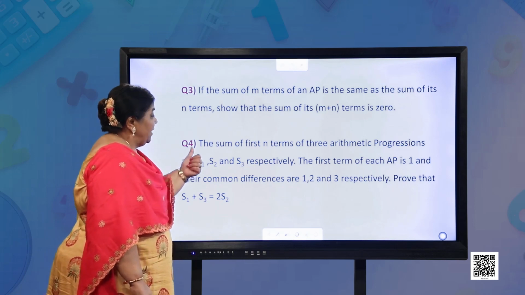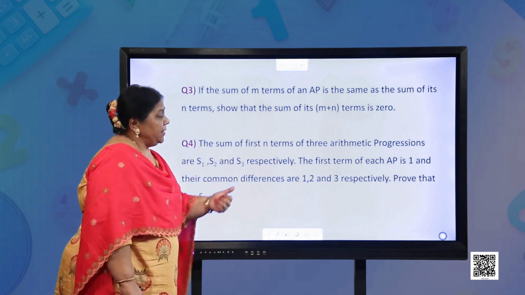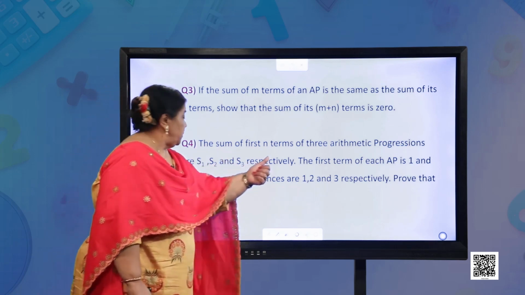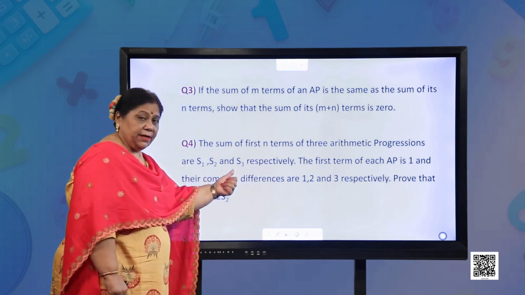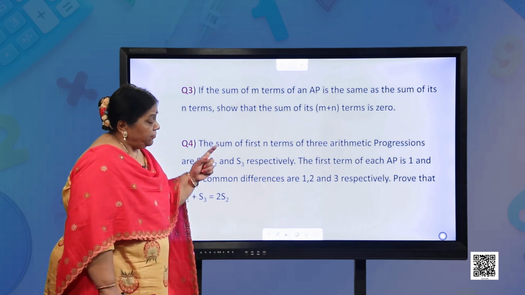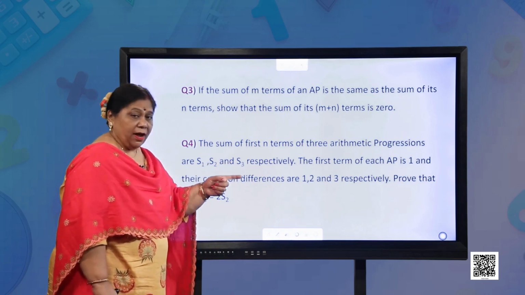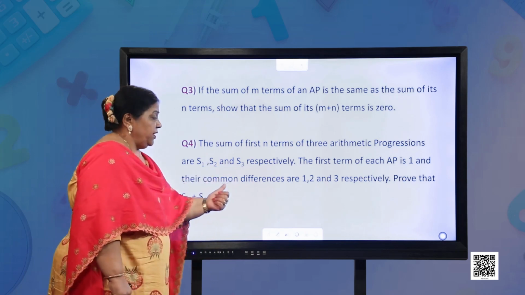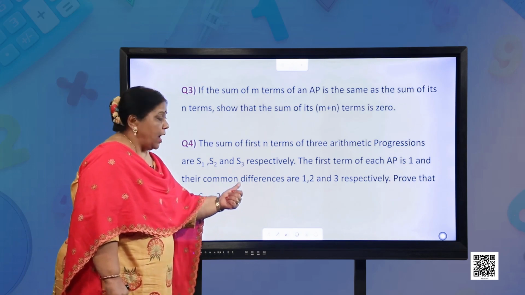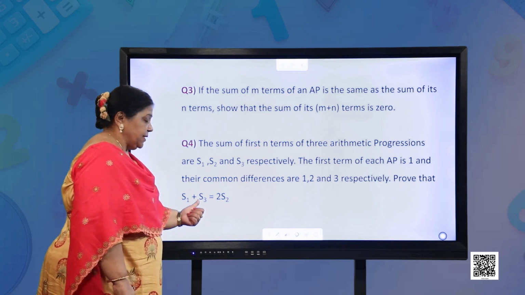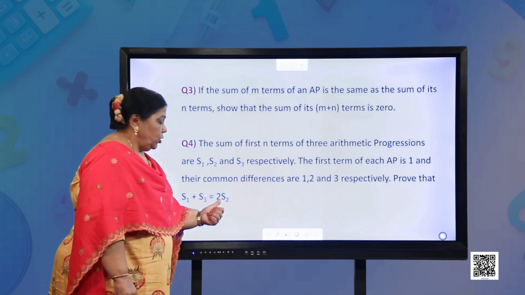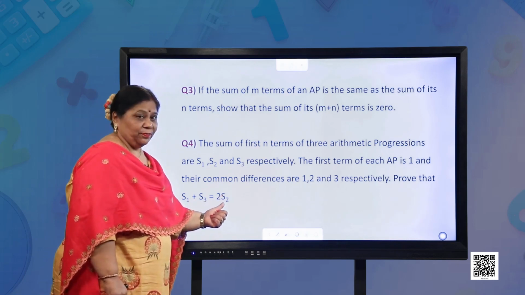Question number 4, the sum of the first n terms of 3 arithmetic progressions are S1, S2 and S3 respectively. The first term of each AP is 1 and their common differences are 1, 2 and 3 respectively. Prove that S1 plus S3 is equal to 2 times S2.